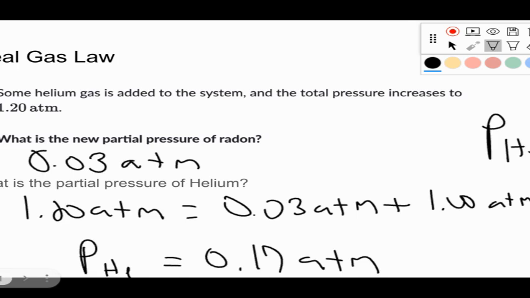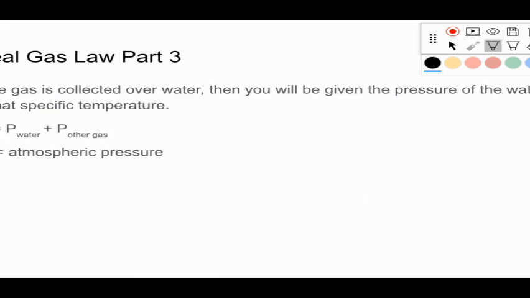Now we're going to talk about when we collect a gas over water. If a gas is collected over water, then you'll be given the pressure of the water at that specific temperature. The pressure of the water and the pressure of the other gas is going to give you your total pressure, which is the atmospheric pressure. So we're almost always going to know the atmospheric pressure. In this one, it's different than in the previous one because in the previous one, we just added up all the totals and that gave us the total pressure. Same concept, but our total pressure now is the atmospheric pressure.